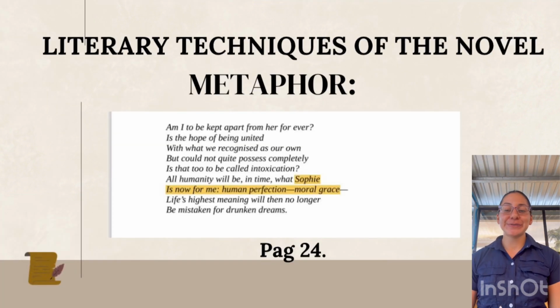Literary techniques of the novel The Blue Flower. The first is metaphor. Sophie is known for me, human perfection, moral grace. In this case, the phrase uses a powerful metaphor by comparing Sophie to human perfection and moral grace. This comparison suggests that Sophie possesses exceptional and admirable qualities. The metaphor creates a vivid image of Sophie as someone who embodies these qualities in an extraordinary way.